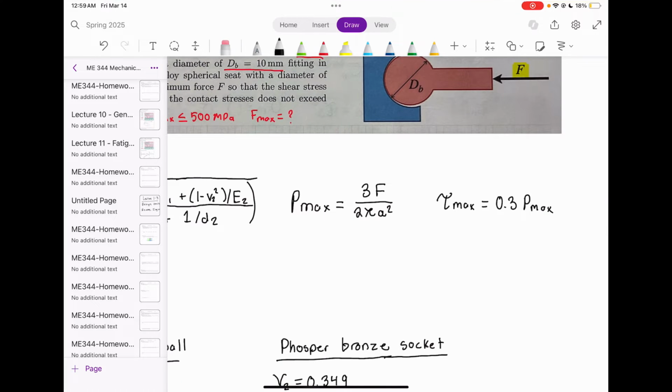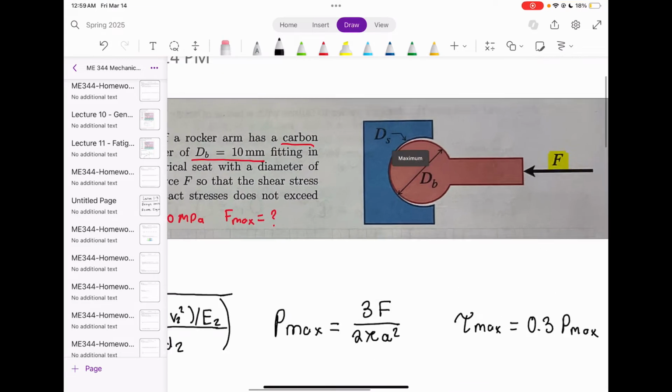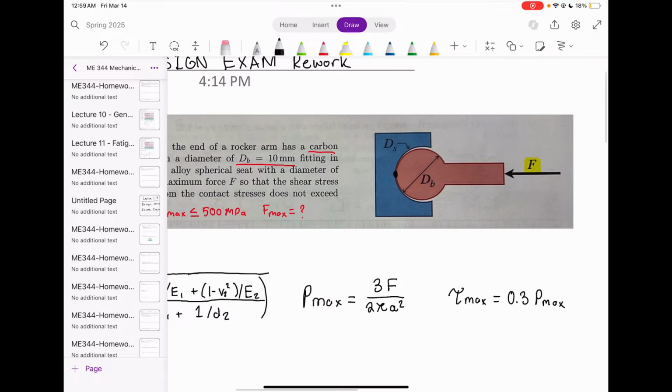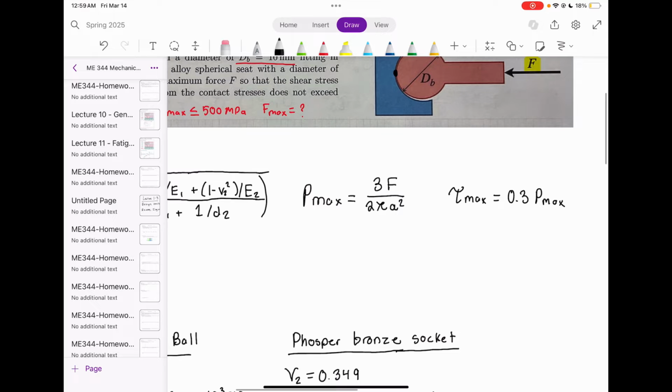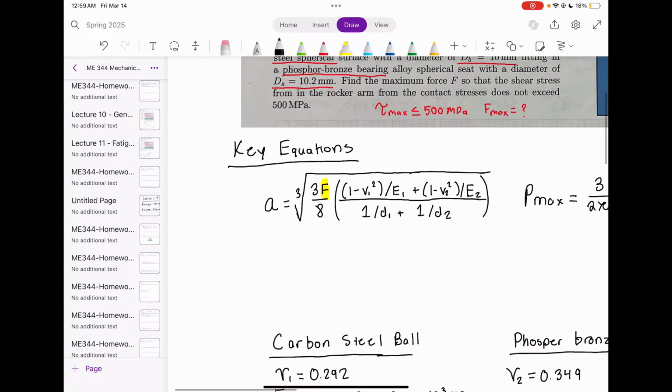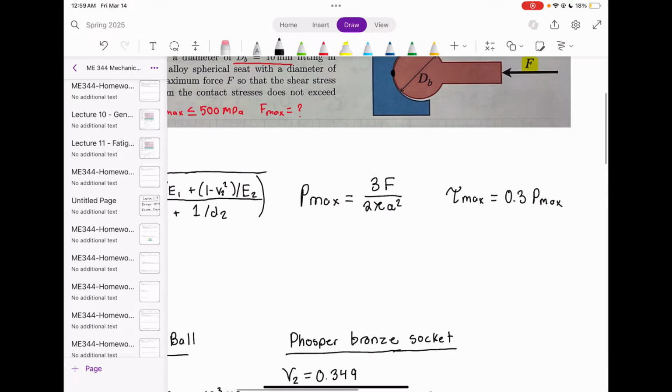Next, since it is a contact stress problem, we know it's going to have a maximum pressure, typically at the center point of contact. That equation gives P max equals 3F divided by 2 pi times the radius of contact squared.